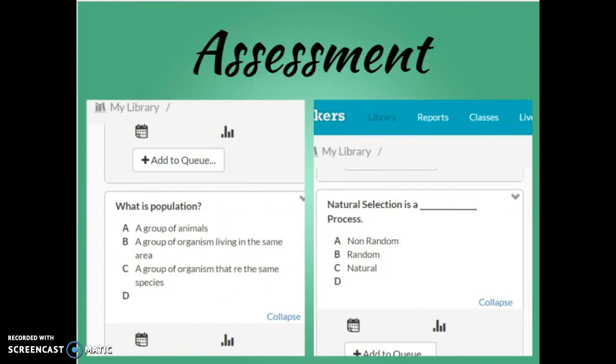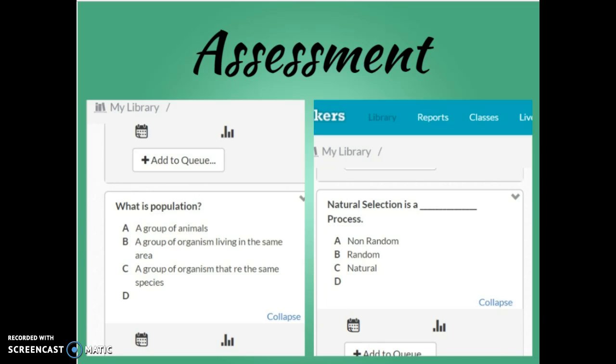Question 5. What is population? A. A group of animals. B. A group of organisms living in the same area. C. A group of organisms of the same species. Question 6. Natural selection is a blank process. A. Non-random. B. Random. Or C. Natural.